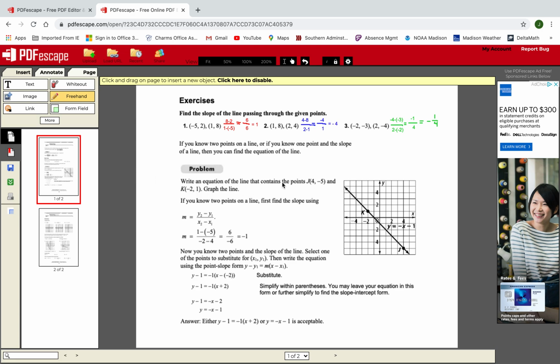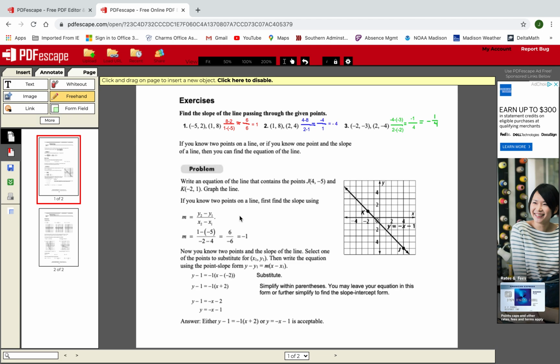Well, we can easily graph the line just by plotting those points. You can see here that 4 and negative 5, 1, 2, 3, 4, and negative 1, 2, 3, 4, 5. Point J is right here. And then we can plot K at negative 2, 1: negative 2, and up 1 is where point K is. Then you can just draw a line between them. But graphing isn't really our battle here. We need to be able to write the equation of a line.